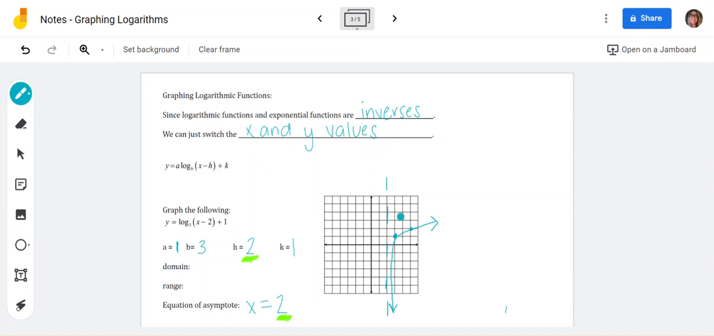So for our domain, we start at 2 and go on forever. The 2 gets a parenthesis because the asymptote's there and it's not actually ever going to touch. And then our range, our graph goes down forever, and this side goes slowly up forever. So our range is negative infinity to infinity.